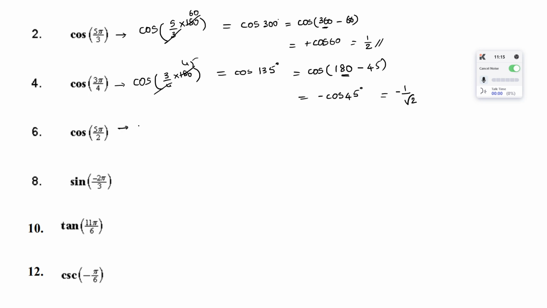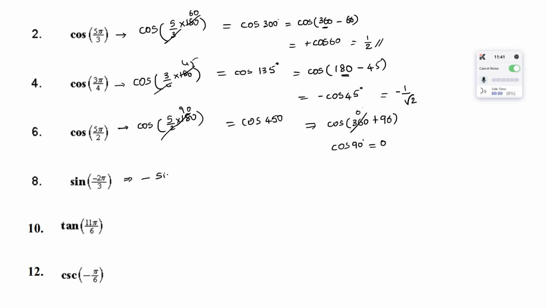In the same way, we got some more questions. Cos 5 pi by 2, that is cos 5 by 2 into 180. So 2 ones are 2, 90s are. So cos 5 times 90 is cos 450. Cos 450 can be written as cos 360 plus 90. And 360 is nothing but 0 degrees. So that will become cos 90, and the value of cos 90 is 0.